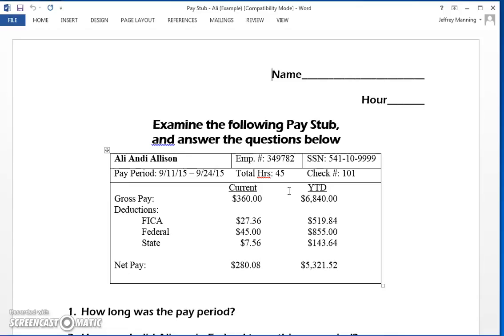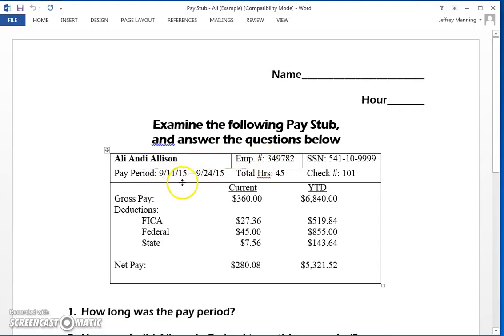We're going to actually talk a lot about taxes later in this unit, but I wanted to get this paycheck stuff out of the way first. So, some info that's on this paycheck stub. We have the employee's name. Her name is Allie Andy Allison. And we have her employee number and social security number. That's just really for the employer. You don't have to worry too much about that.